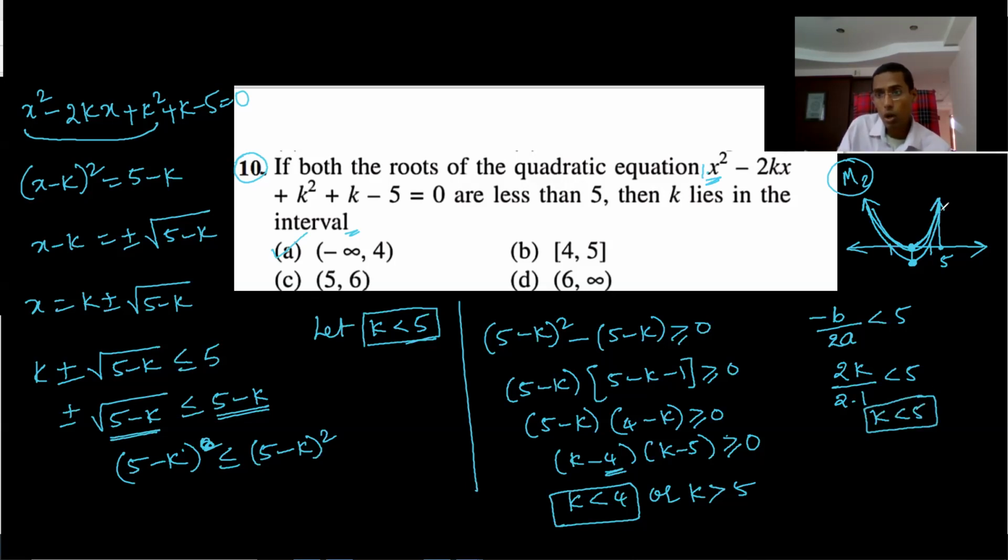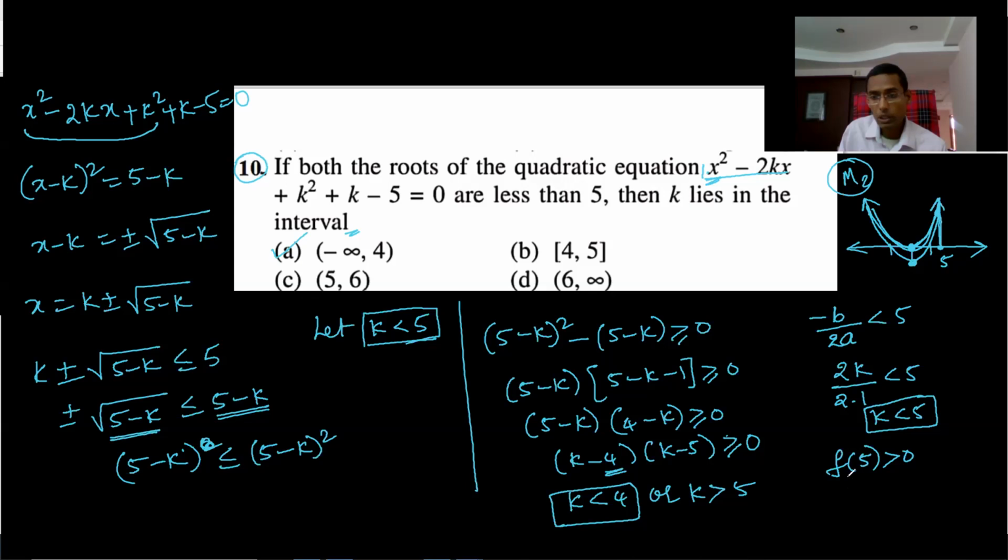Another thing is f of 5. f of 5 is positive. That means if you substitute 5 in the expression, this is positive.